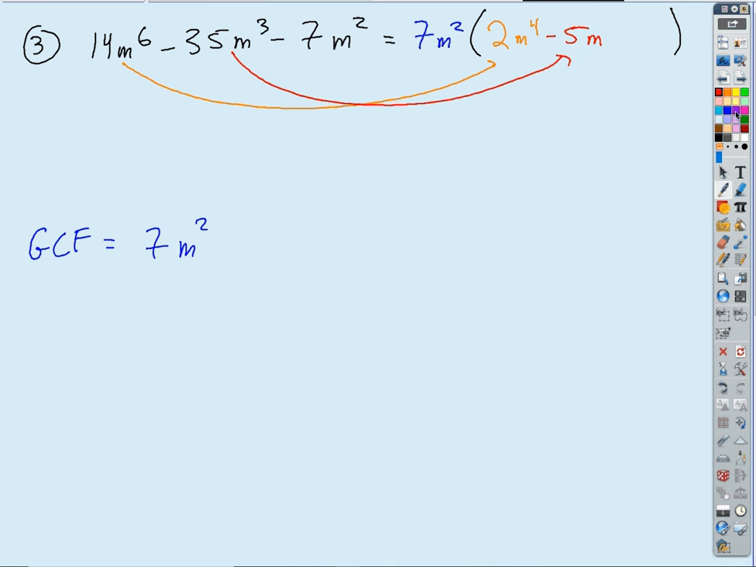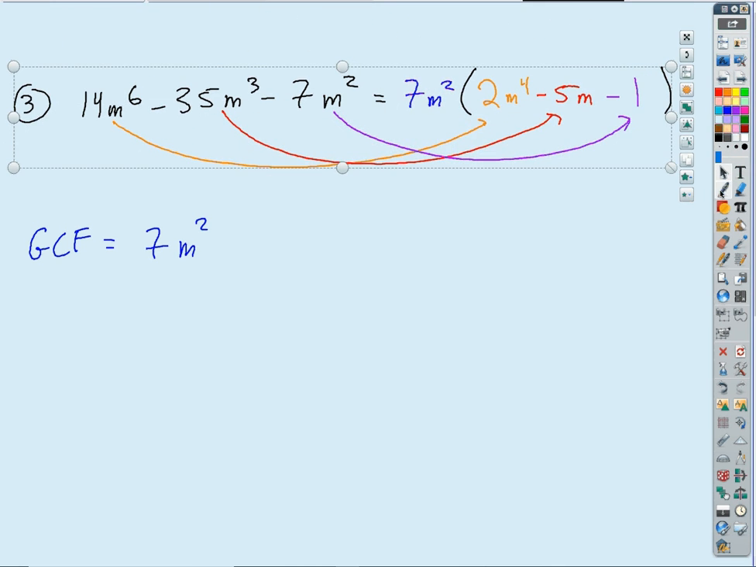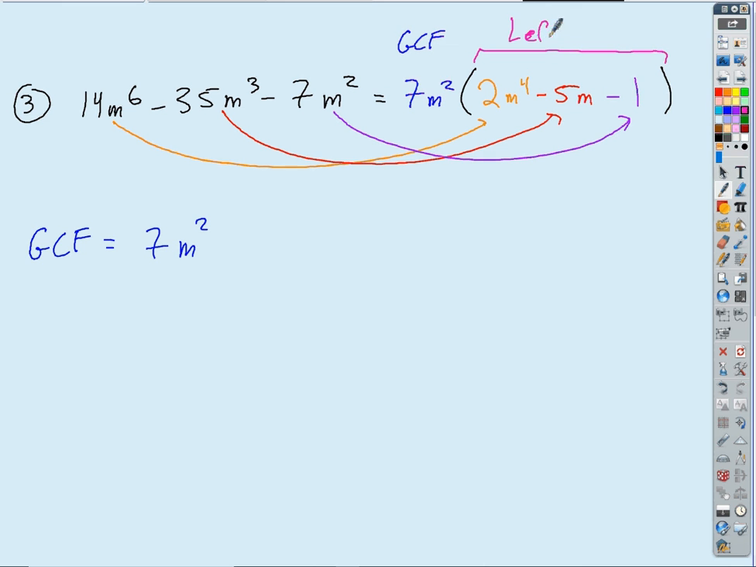And then finally, negative 7 divided by 7 is negative 1. And look, m squared divided by m squared, those would cancel. So I just get a negative 1 there, don't I? Okay, so we could say then, if we wanted to label these parts, well, we know this is the GCF, the greatest common factor. This part over here, we could just call the leftover. That's what's left behind when we undistribute the 7m squared.